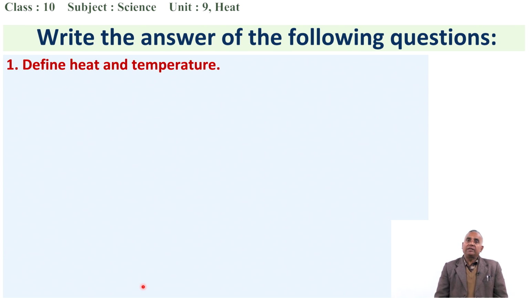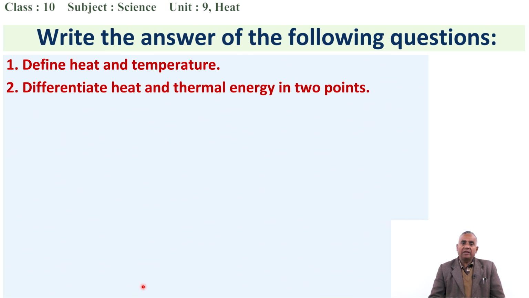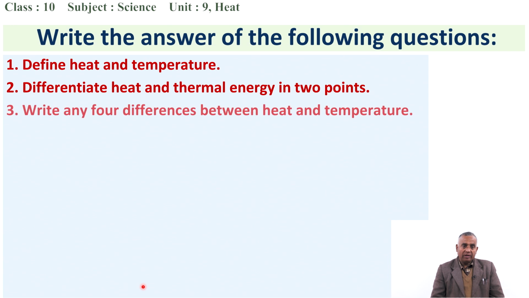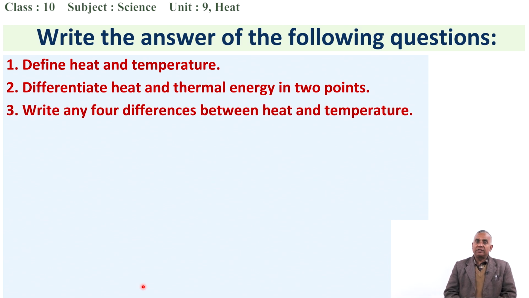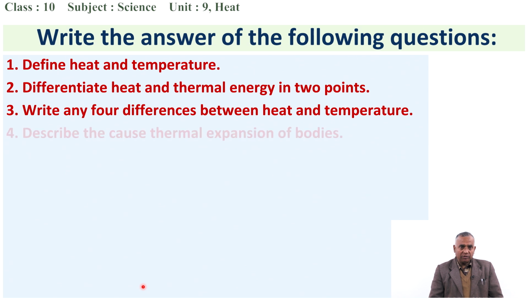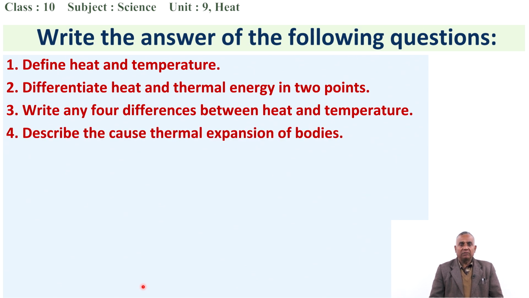First one is define heat and temperature. Easily you can do. Second one, differentiate heat and thermal energy in 2 points. Only 2 points you have to give. Next one, write any 4 differences between heat and temperature. Yes, I think you can do it. Describe the cause of thermal expansion of bodies. Here you have to add the cause of thermal expansion of bodies.